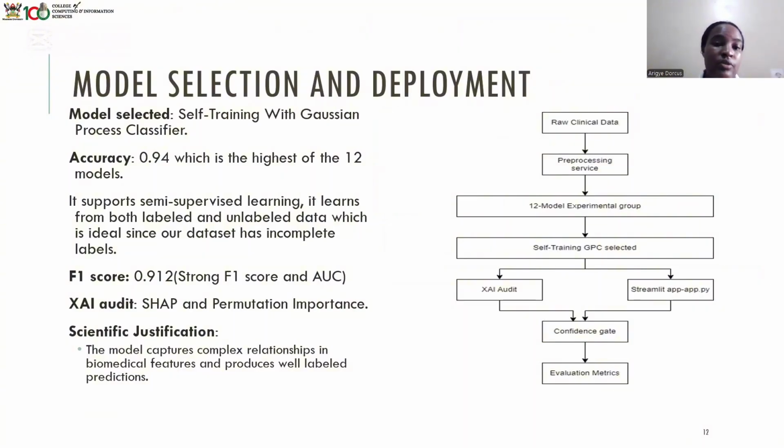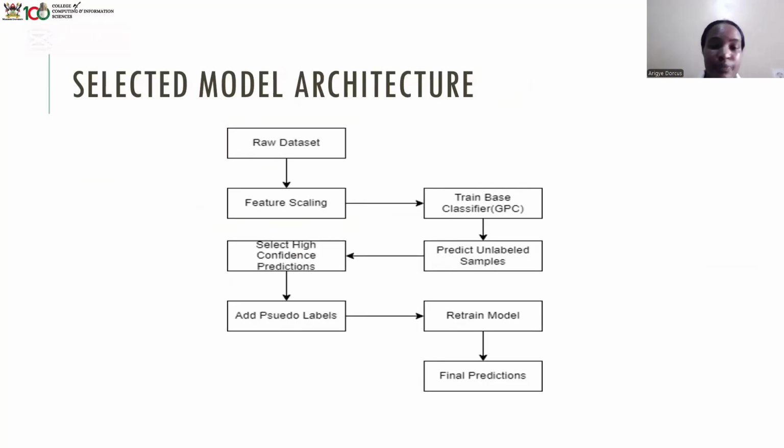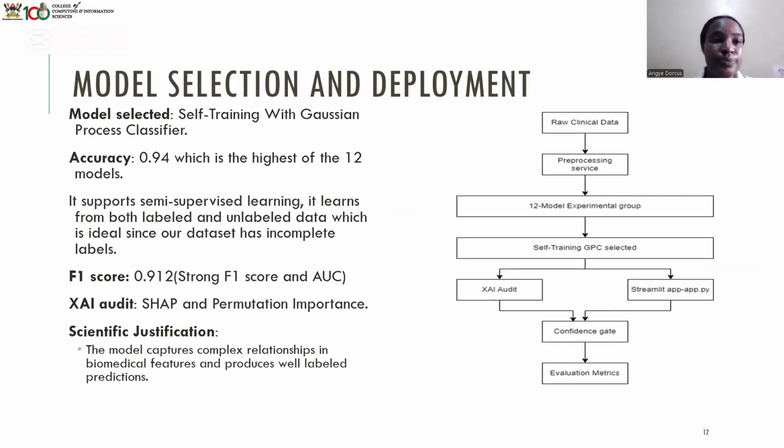We selected the self-training Gaussian process classifier as the final deployment model because it achieved the highest overall classification performance. The model supports semi-supervised learning naturally. It handles uncertainty estimation effectively and produces well-calibrated probabilistic predictions, all of which are essential in medical applications. This is the architecture of the selected model.